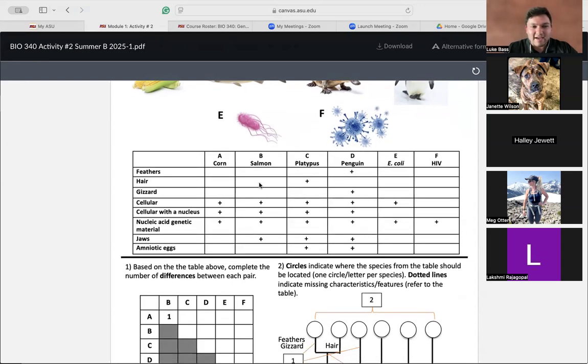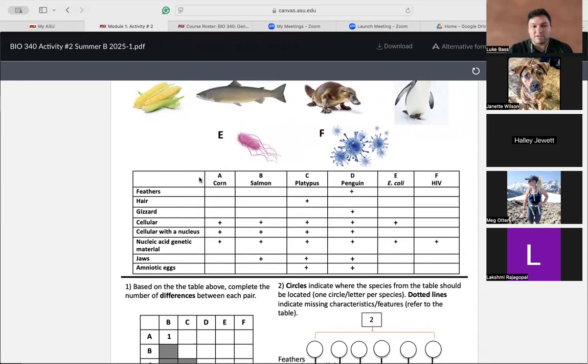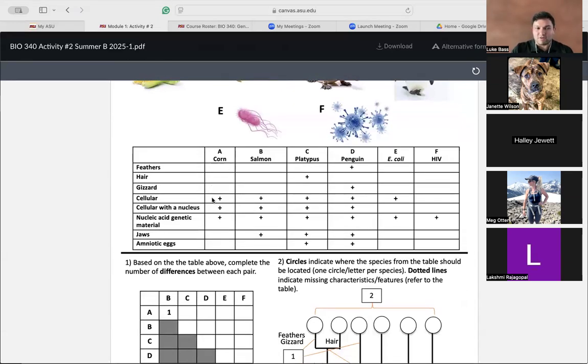So down here, you're looking at different characteristics. As you can see, there's a list here that you'll notice has some differences between all of the different species or viruses. And you'll also notice that some of them are eukaryotes and some are prokaryotes. And you'll see that all of these pluses are a phenotype that the specific species has. So here you'll see that corn has cells, or it's a cellular organism. And not only that, but it's a eukaryote because it has a nucleus. And then also, its genetic material is made up of nucleic acids. So you'll look at all of the differences between these organisms.